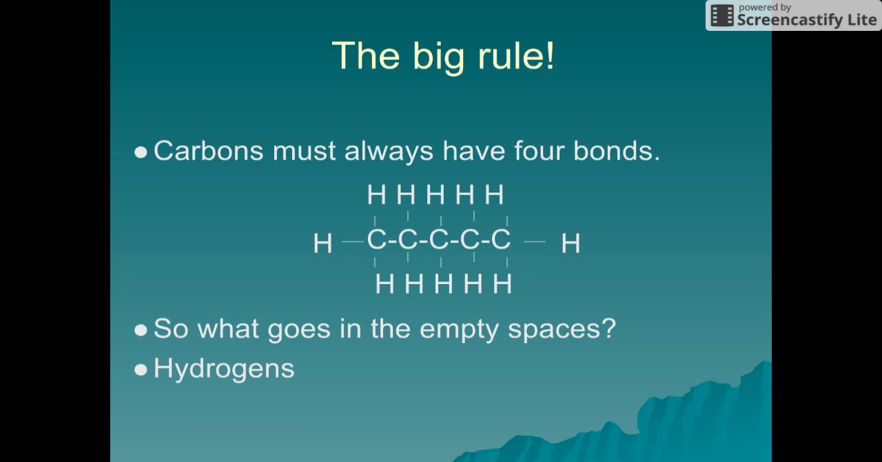You notice if you follow each carbon, there are 4 lines sticking off of it. Each line represents a pair of electrons that either connects it to another carbon or to a single hydrogen. This is a full view of pentane.